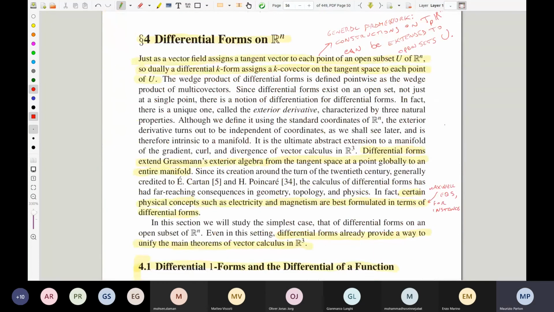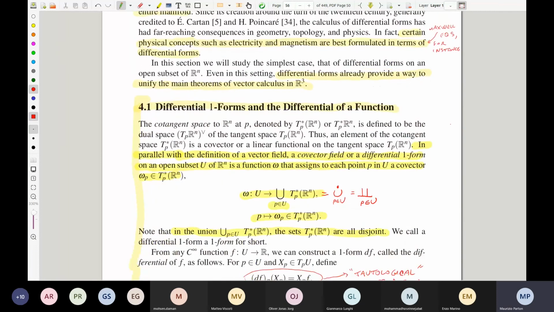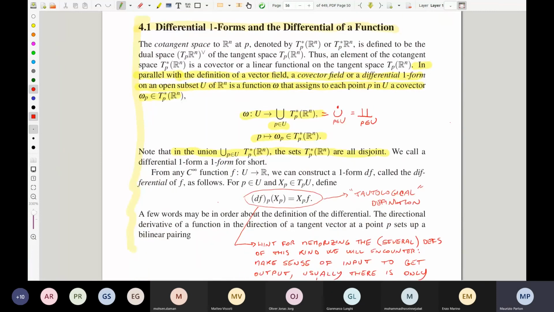Okay, finally, differential forms. This is what I was talking about. After that, there is a pause. Okay, so yes, small break.